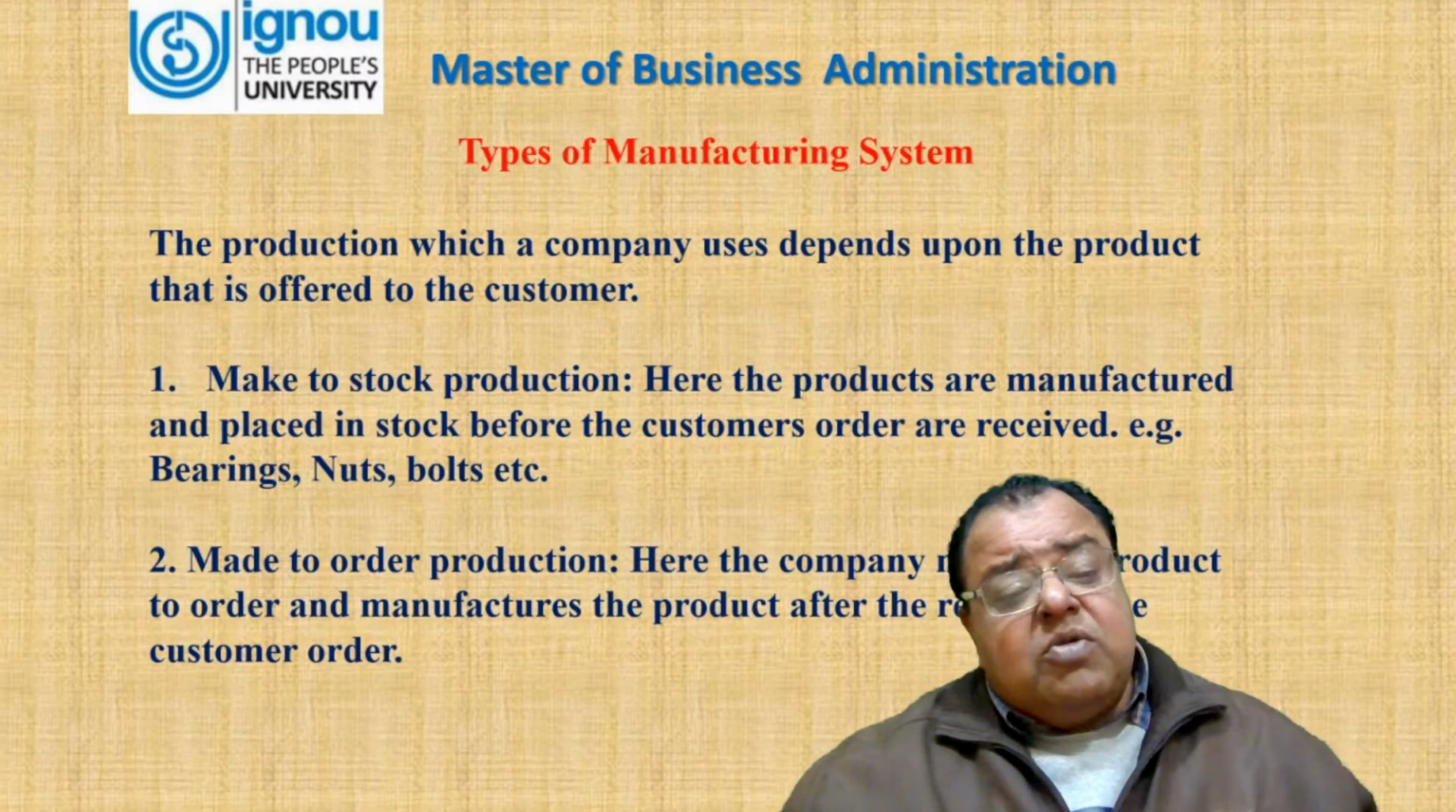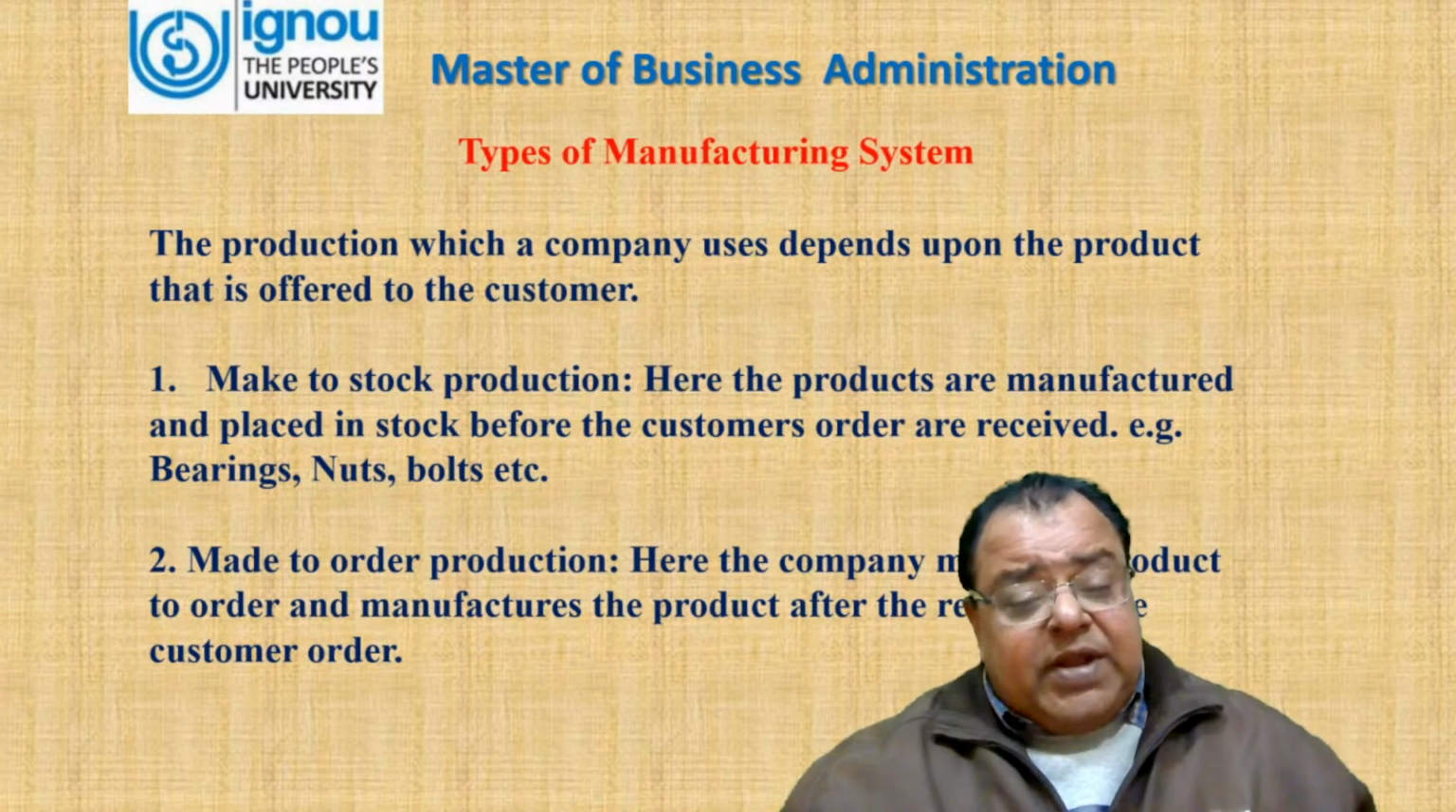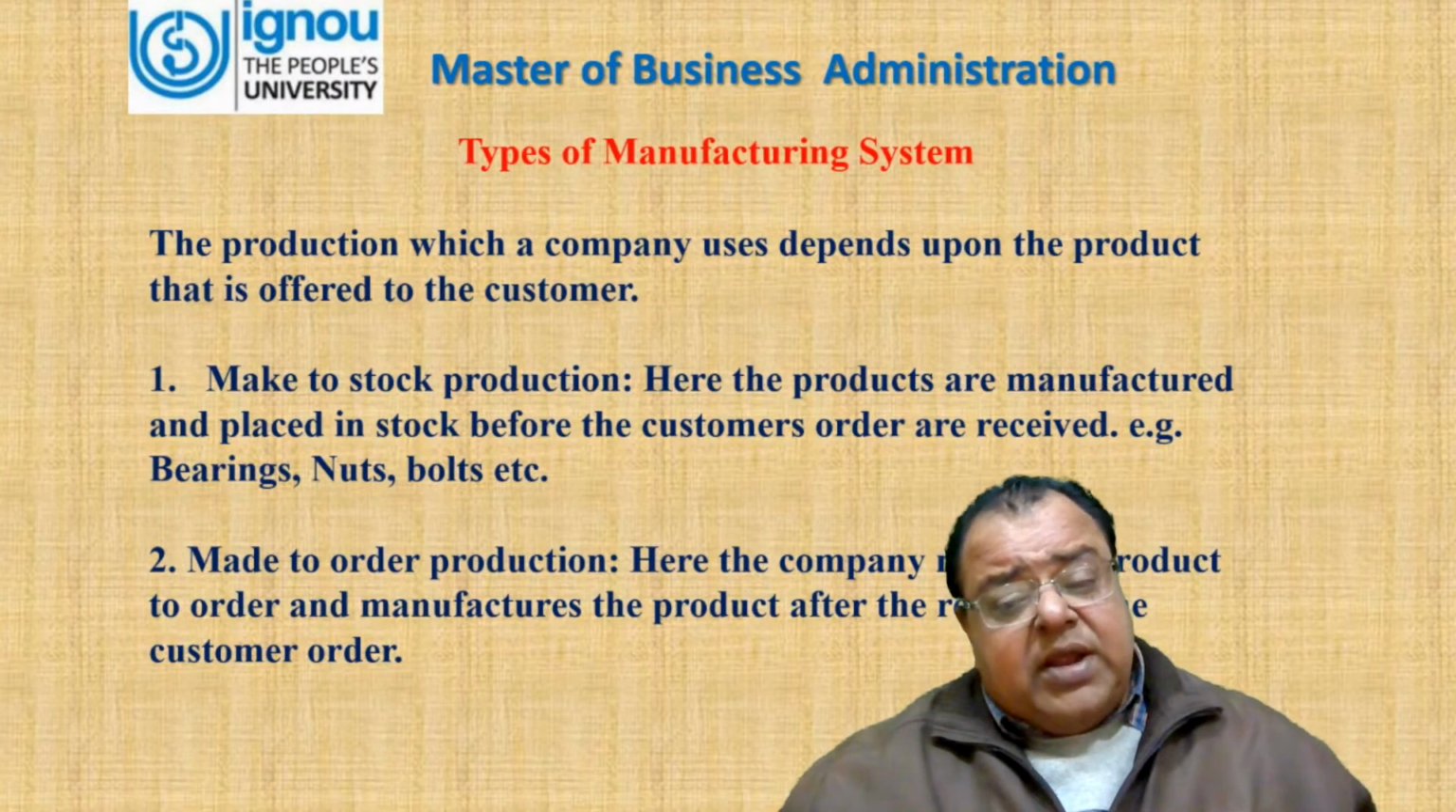Second one is make to order production. Here, the company makes the product to order and manufactures the product after the receipt of the customer order.